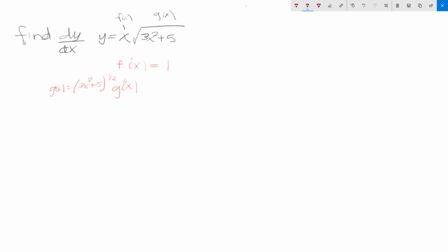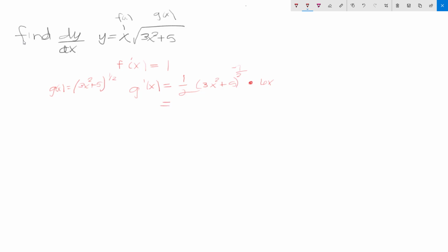Okay, so now when I do g prime of x, this is a chain rule, because you have something to the 1/2 power. The something, the 3x squared plus 5, is the inside, and the 1/2 power is the outside. So g prime would be 1/2 times something to the negative 1/2 power. Then you fill in the inside with your something and multiply by the derivative of that inside, which is 6x.